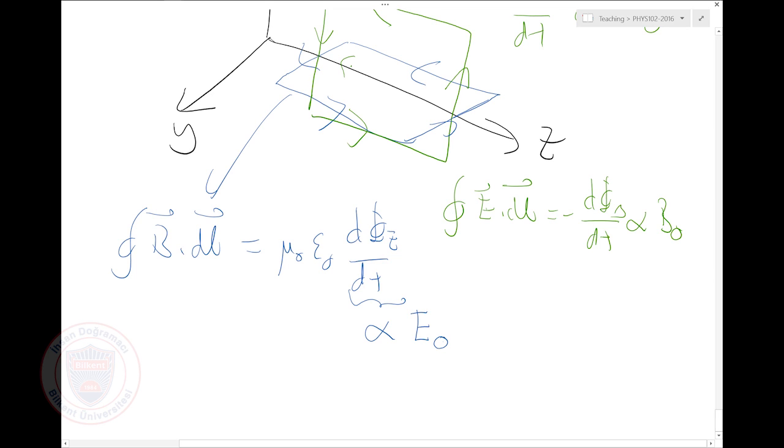So, all in all, what do I see? If I have E0, I must multiply it by mu 0 epsilon 0 to find B dot dl. But if I have B0, I'm actually not multiplying it with anything. So basically, what should be the ratio of E0 over B0?